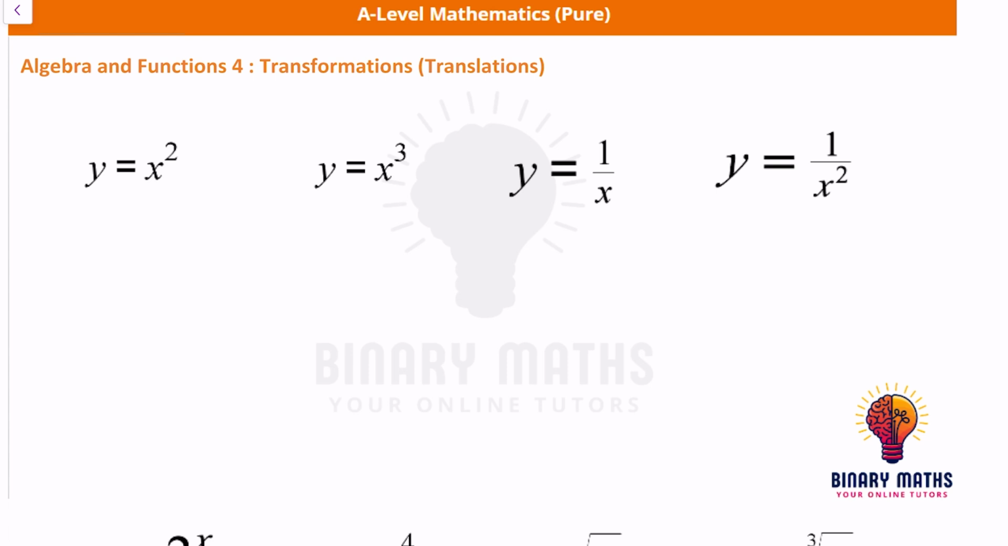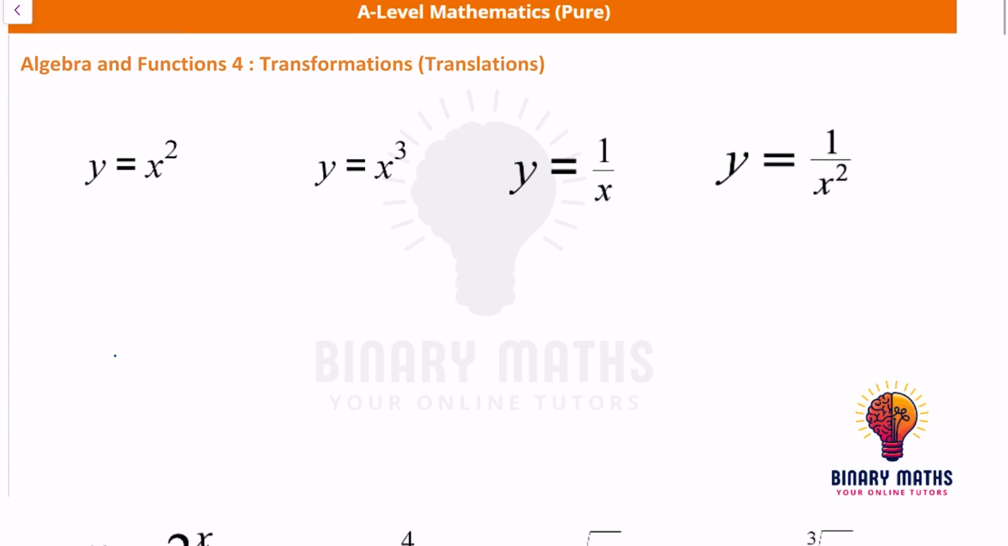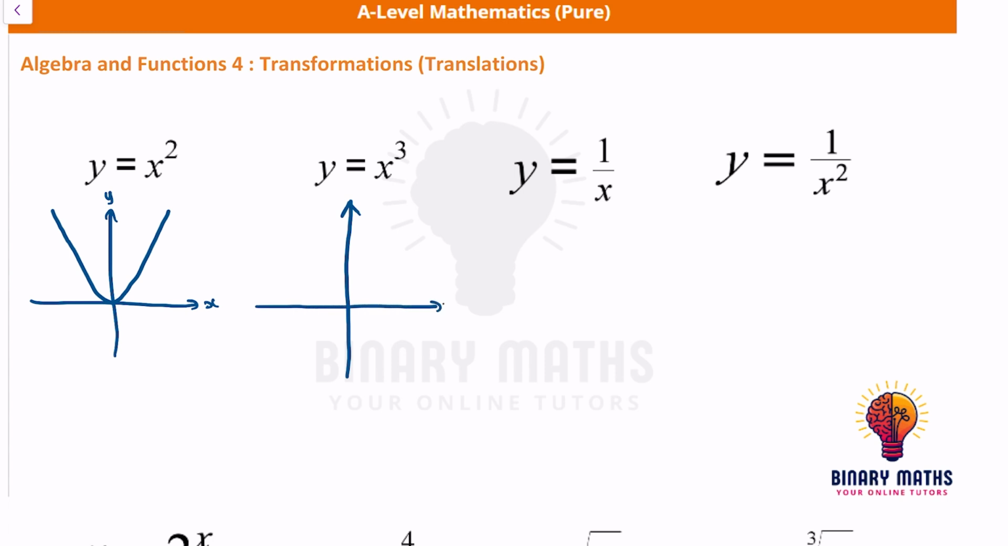So the first one is y is equal to x squared. If you think about the graph, y is equal to x squared goes through the origin and it's a parabola. So U-shaped parabola. Okay, y is equal to x cubed is another one that you need to know. Because x cubed is positive, it's like a twist that goes through the origin. Something along this line, yeah?